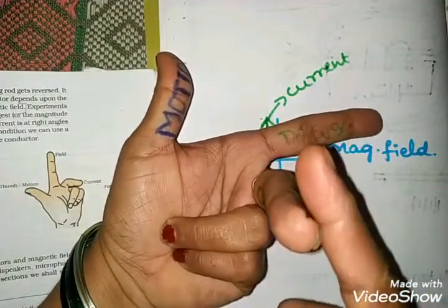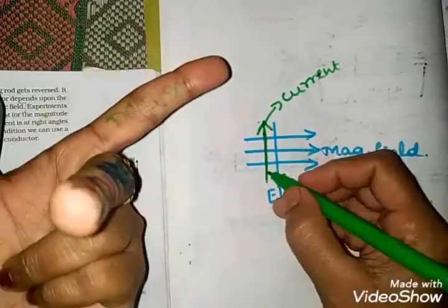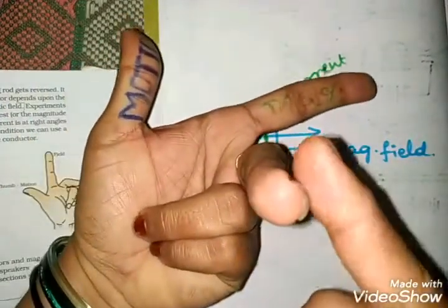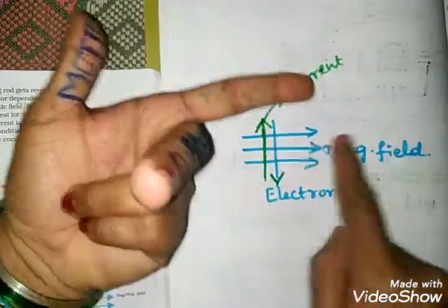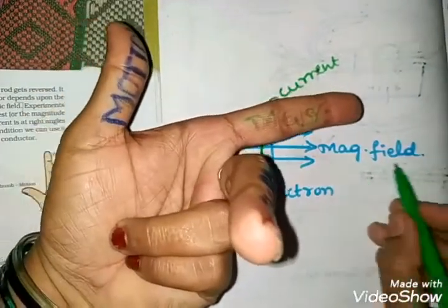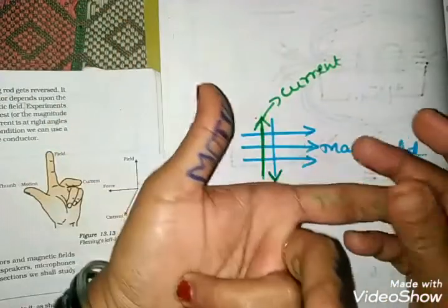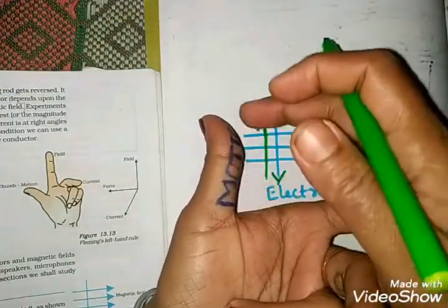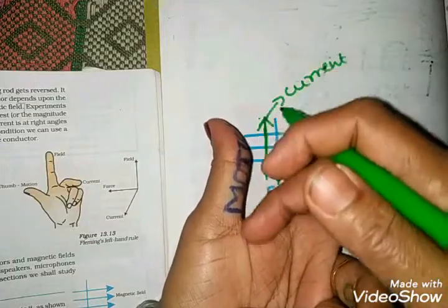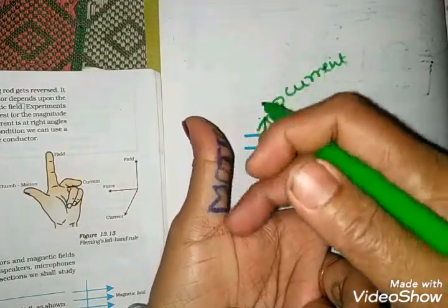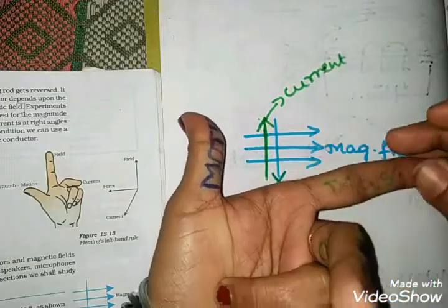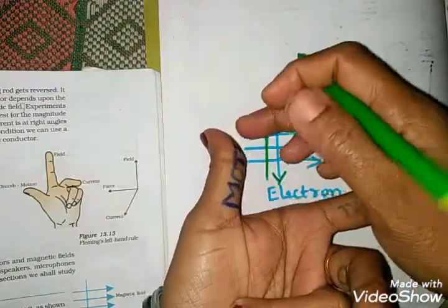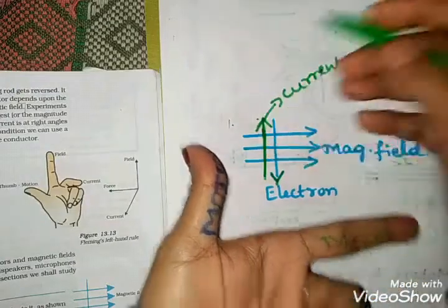Because this is the upward direction. Here you can see the direction of the current is upward, children. Correct? So this is the direction of the current. This is the direction of the magnetic field. Here you can observe, children. Then what is the direction of the motion of the conductor? What is the direction of the force experienced by the electron, children? You can observe here it is into the page, towards the page. Can you see? It is towards the page.